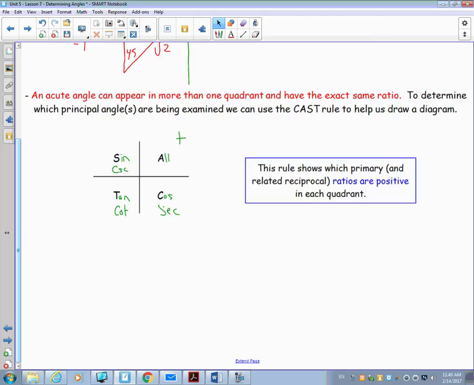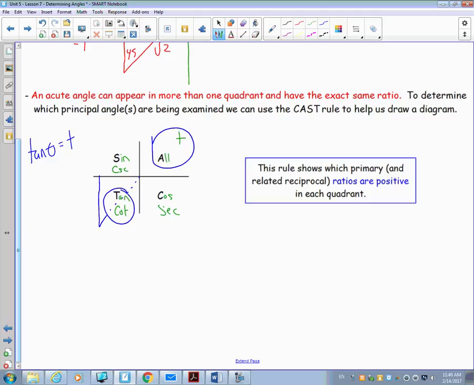So in the previous question, the fact that we got tan theta and it was positive, the fact that it was 1, tells me that I can draw it where tan is positive. That would be down here. So I could draw a picture in this quadrant. And I can also draw it where they're all positive because everything is positive there. So I'd have a second triangle there.